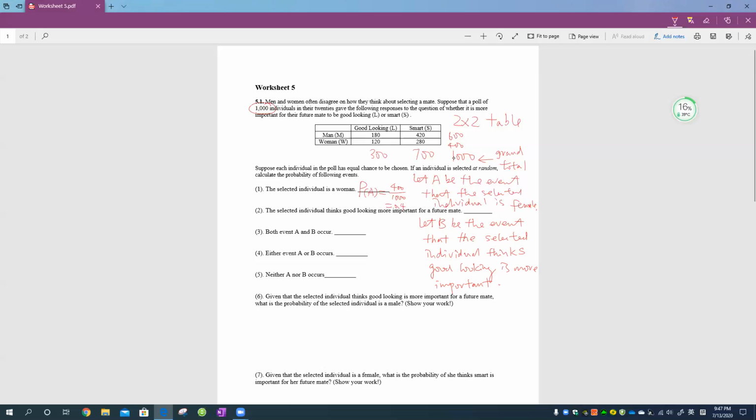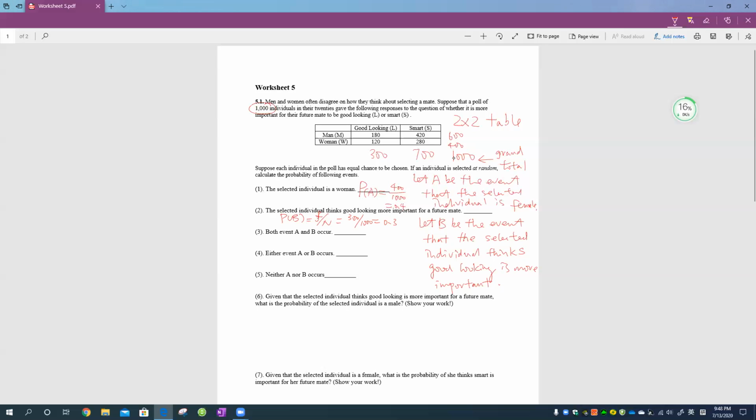Then for question 2, we have probability of B equals F over N. And then F is the count of the individuals who think good looking is more important. So good looking, we have 300 divided by 1000, which is the grand total. So that's 0.3.